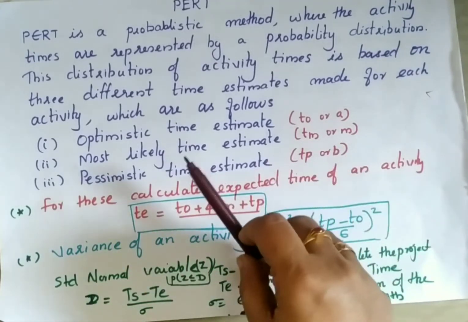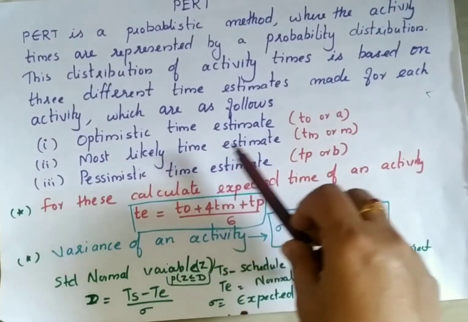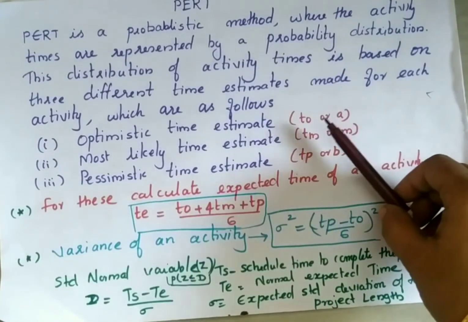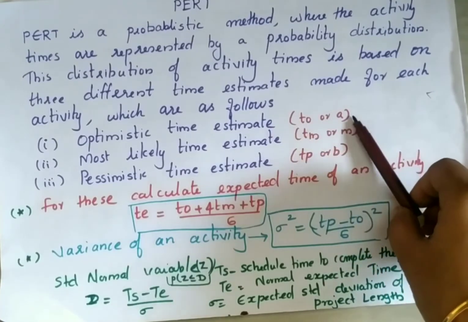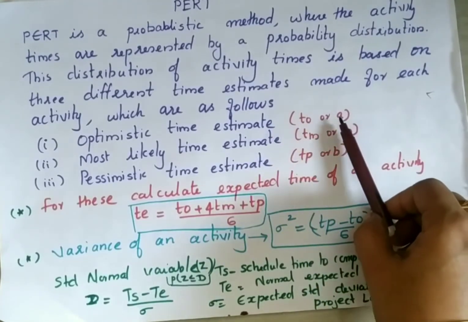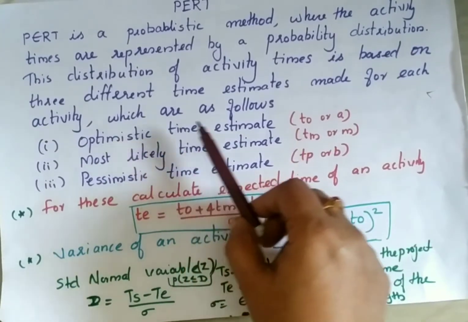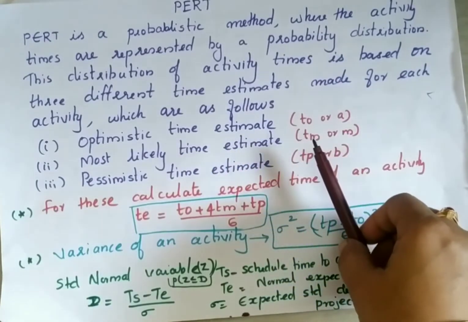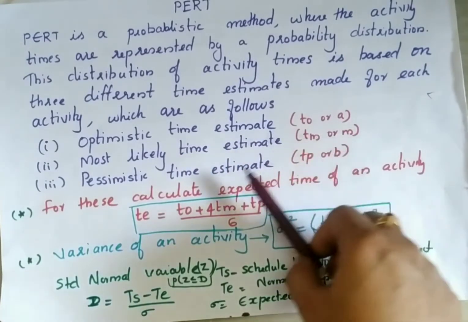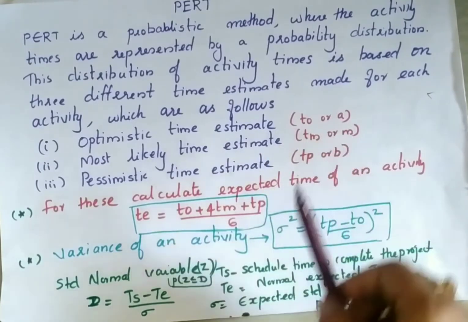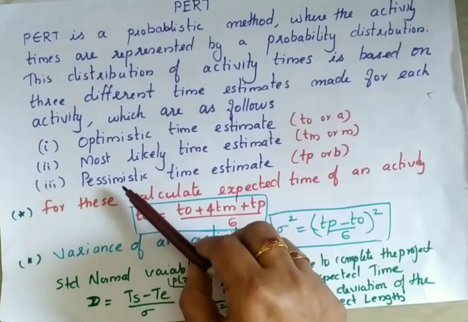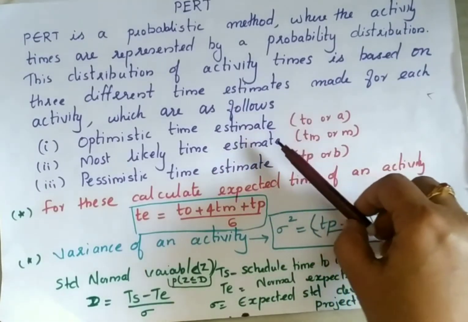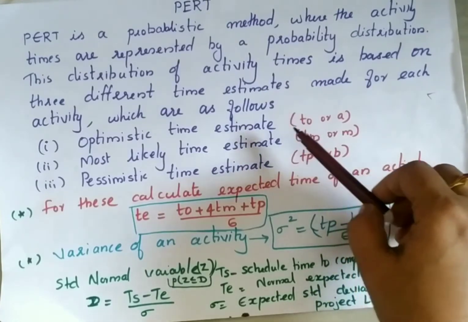So these times are the optimistic time estimate, the most likely time estimate, and the last one is the pessimistic time estimate. The first will be noted as T0 or A. In the question previously it was written A. That A means this T0, that is the optimistic time estimate. The most likely time estimate will be denoted as TM or M. In the question I showed, they are written as M days. And the third one is the pessimistic time estimate, TP or B. These all they will already give in the question, so you don't worry about that.